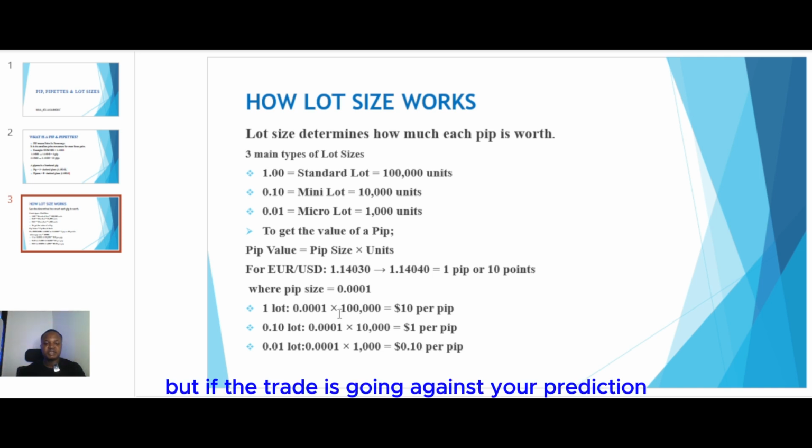But if the trade is going against your prediction, it means 1 pip is equal to minus $10 if you are using a standard lot size. If you are using a mini lot size, that is minus $1. If you are using a micro lot size, that means minus 10 cents. I hope you get that now. So let me show you a practical example of what I'm talking about.